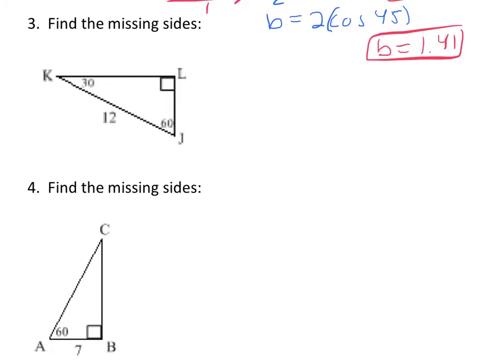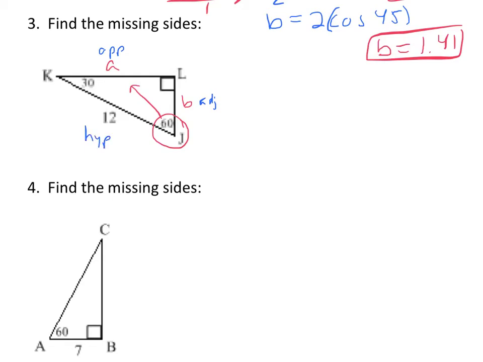Let's try our next one. A little blurry picture there, sorry, but we're looking for the missing sides, so I'll call these, again, A and B. Let's just pick an angle. I'm going to pick this angle right here, angle J. So if I'm looking from there, A is opposite, B is adjacent, and 12 is the hypotenuse.